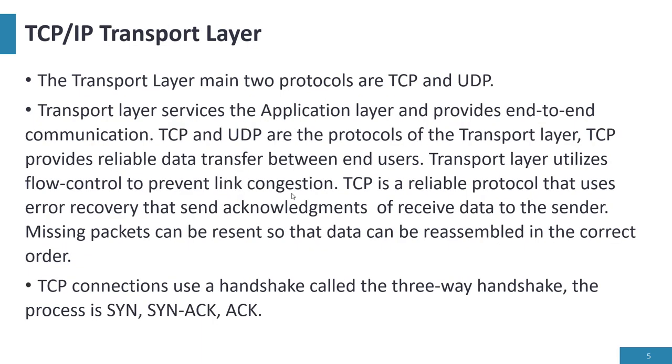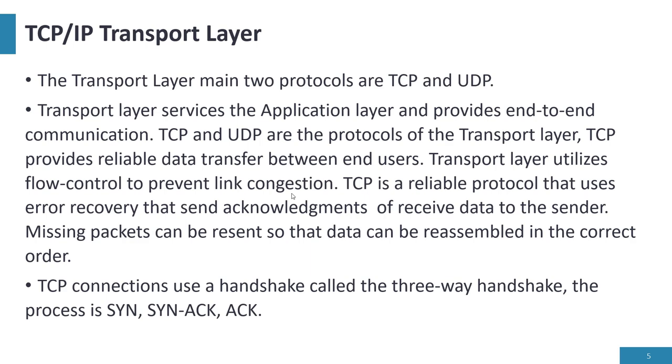The transport layer. The transport layer's main 2 protocols are TCP and UDP. The transport layer services the application layer and provides end-to-end communication. So the layer below the application layer, which is the transport layer, provides services to the layer above. TCP and UDP are the protocols of the transport layer. TCP provides reliable data transfer between end users. The transport layer utilizes flow control to prevent link congestion.